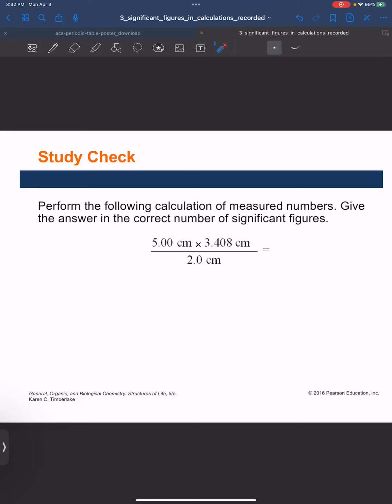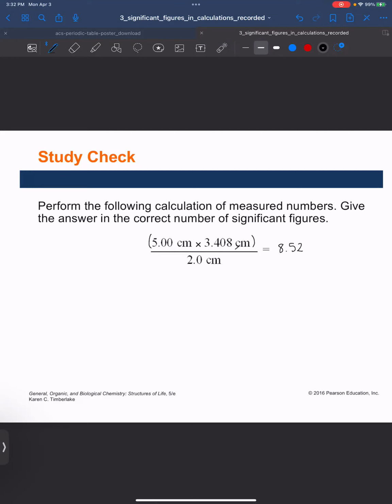All right, so we are asked to perform the following calculation of measured numbers. Give the answer in the correct number of significant figures. Once again, I like to put parentheses around separate calculations here. So up top in the numerator, I am going to do parentheses 5.00 times 3.408 end parentheses. And then I'm going to divide by 2.0. And my calculator shows 8.52.